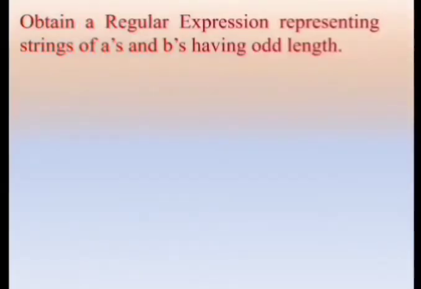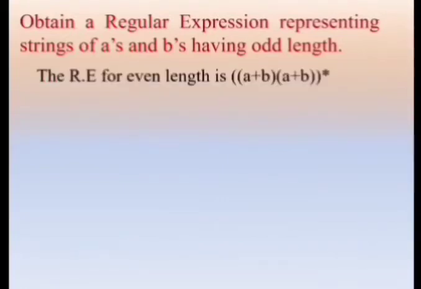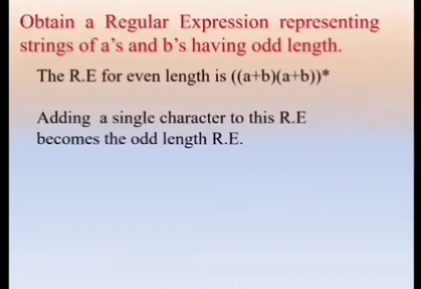One more problem: obtain a regular expression representing strings of A's and B's having odd length. From the previous problem, we learnt the regular expression for even length strings is (A plus B) into (A plus B) whole star. If we add one more character to an even length string, it becomes odd. The character can be either A or B, and we can add this character either at the beginning or at the end of the even length string.